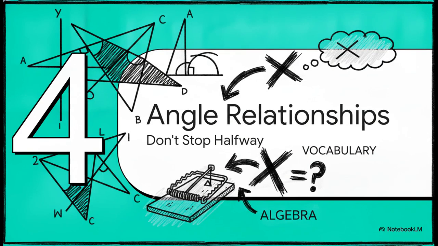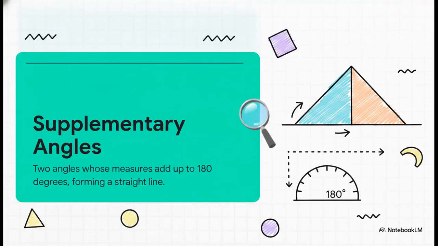Section 4. Unlocking angle relationships. Don't stop halfway. This one is a really unique hurdle because it's kind of like a vocabulary trap wrapped inside an algebra trap. First, we gotta lock in the vocabulary. Supplementary angles are two angles whose measures add up to exactly 180 degrees. Visually, when you put them side by side, they form a perfectly straight line. A really great memory trick for this is that supplementary starts with an S and they form a straight line.